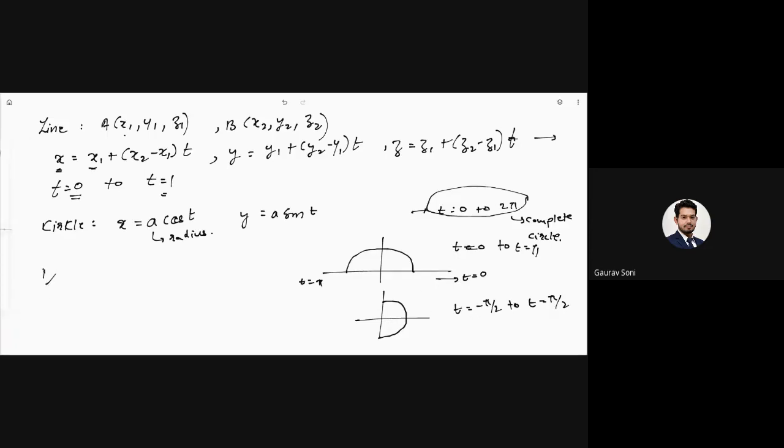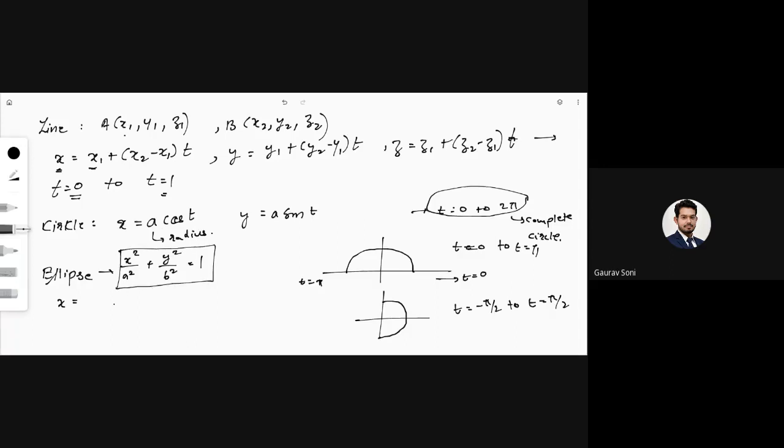The last one, ellipse. The equation of the ellipse, let me just revise this. Again, this is something that you have seen in your diploma. The equation of the ellipse is x square upon a square plus y square upon b square equal to 1. This is the equation of the ellipse.